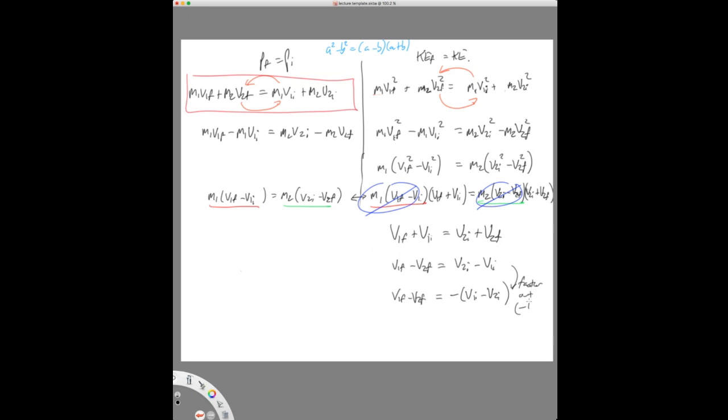Factor out a minus 1. But if you multiply through by minus 1, you would get back to this. So this is actually the form we will see this equation in on our equation sheet. And the reason for this form is because there's an interpretation. This is called the relative velocity final.